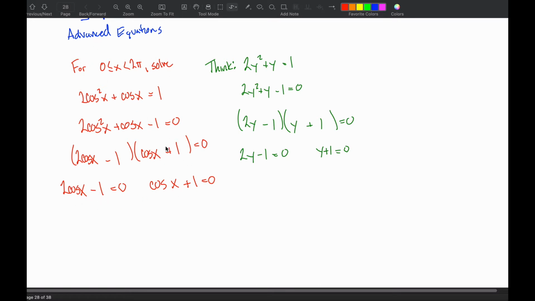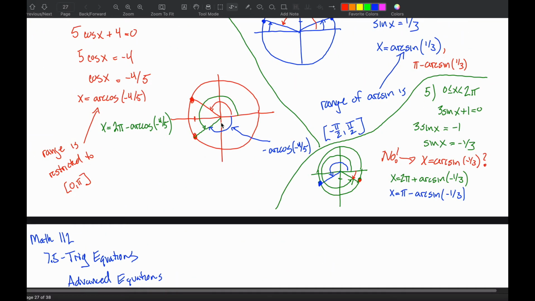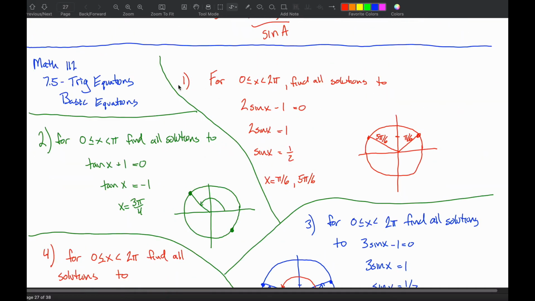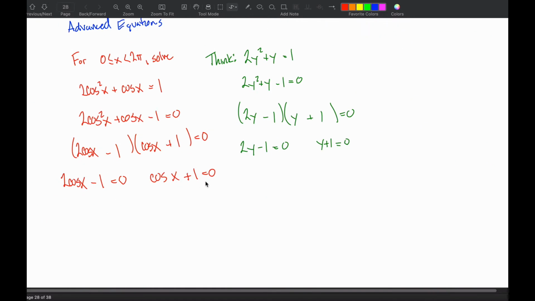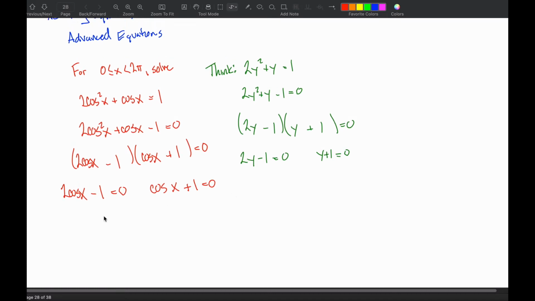2 cosine of x minus 1 equals 0. That looks super familiar. I mean, it's almost exactly what we did as our first example in the previous video when we had 2 sine of x minus 1 equals 0. Similarly, cosine of x plus 1 equals 0 isn't that hard to solve. I solve these two equations, I get my solutions, and I'm done with this problem.